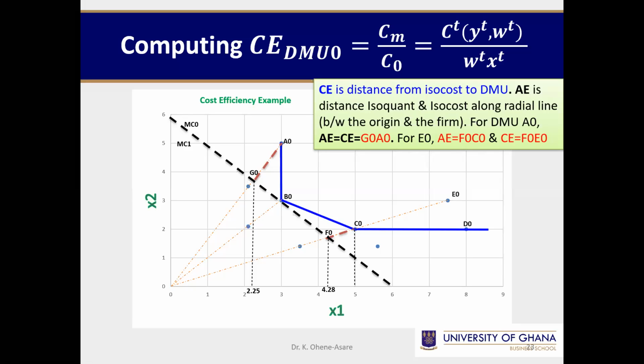Oh, we did E for cost efficiency. So what would be the allocative efficiency for E? Doc, please, for E, it would have the same allocative efficiency as C, which would be 4.28 exactly over 5. So you can see that E will have the same allocative efficiency score as C, but they will have different cost efficiencies. So graphically, that is how you estimate allocative efficiency and cost efficiency.